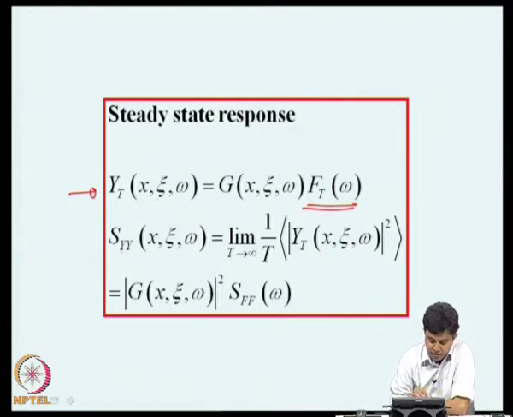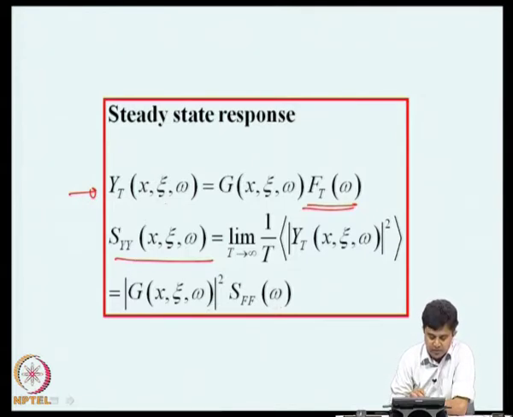And we know that power spectral density function is defined through this expectation as T tends to infinity, and if we apply this we get the input output relation, that is the response power spectral density function at x due to driving at psi is given by the amplitude of Green's function squared into S_FF of omega.